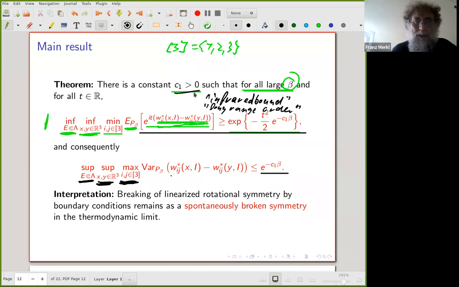So again, the same constant, e to the minus this constant times beta. So this gets arbitrarily small if beta is large. So uniformly in more or less everything: in the size of the box you're looking at, in the locations you're looking at, and in the directions you are looking at. So this is a more intuitive statement of long-range order.